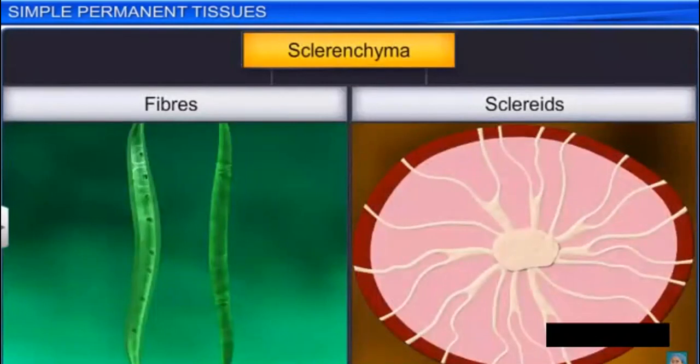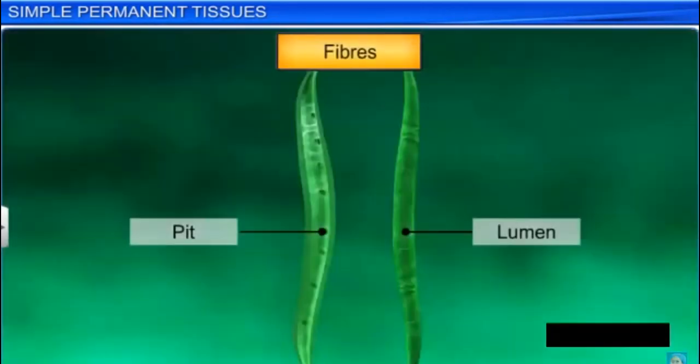Based on the variation in form, structure, origin and development, sclerenchyma tissue can be of two types: fibers and sclereids. Fibers are narrow, elongated, spindle-shaped, thick-walled cells with pointed ends. They usually occur in groups in various parts of the plant.